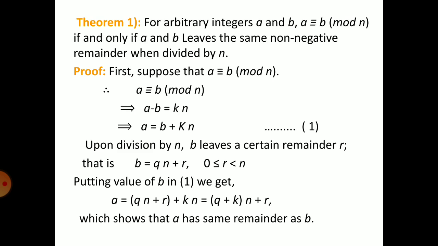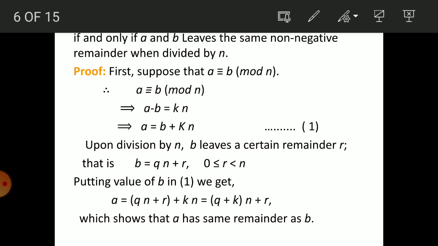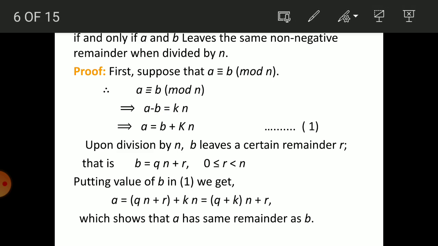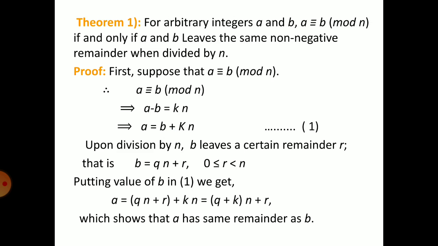At first, we shall assume that a is congruent to b mod n. Now, a is congruent to b mod n means that n divides the difference a minus b. By the definition of divisibility, this implies a minus b is equal to kn for some integer k. Then transferring b to the right side, a is equal to b plus kn. We call this the first equation.